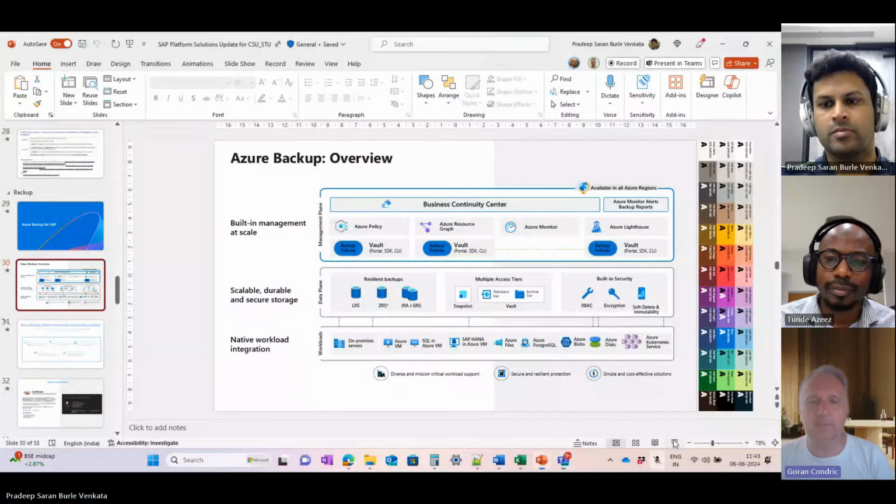Yeah, great. So maybe some customers do not know much about Azure Backup. What does it mean? So maybe, Pradeep, can you just start with some overview of what Azure Backup is and what it is actually doing and how it's working?